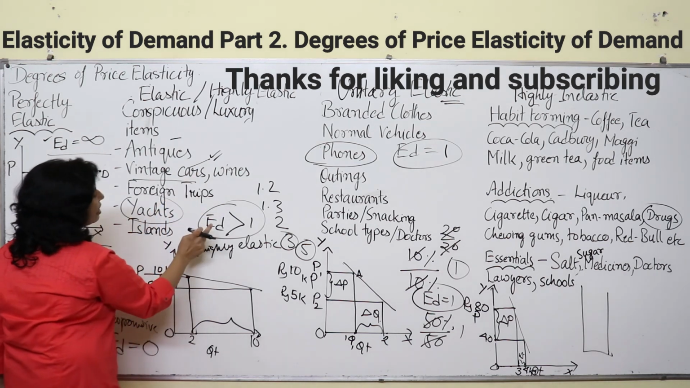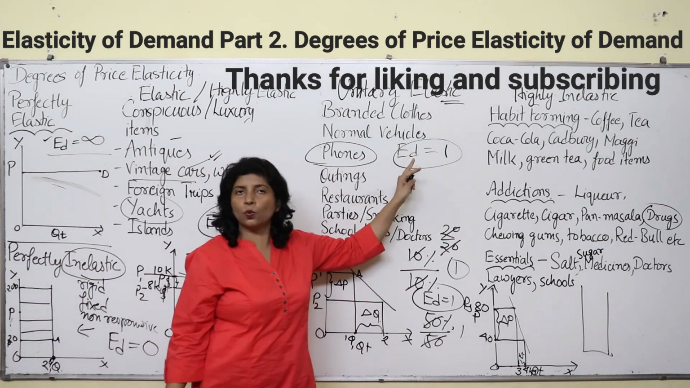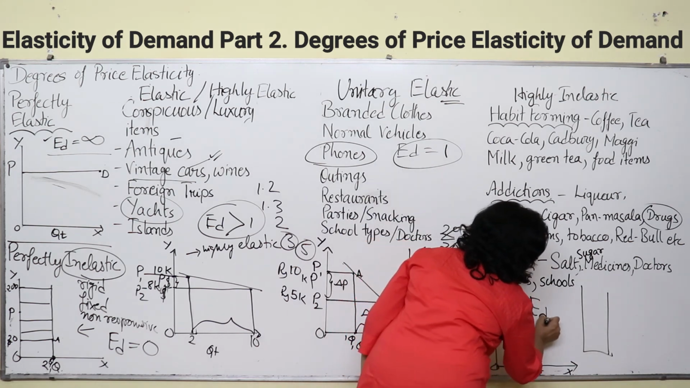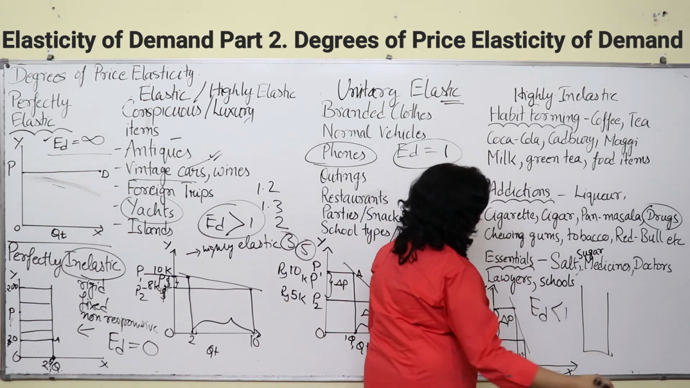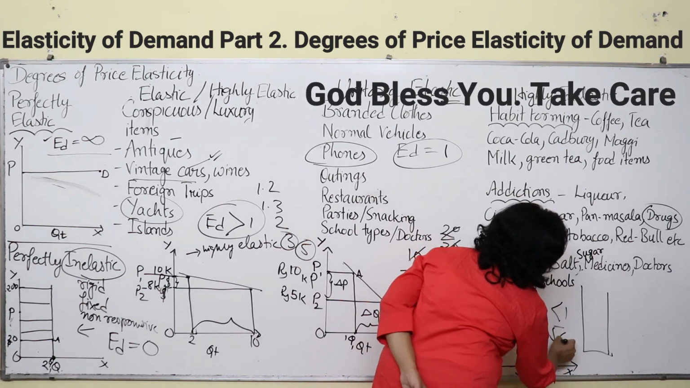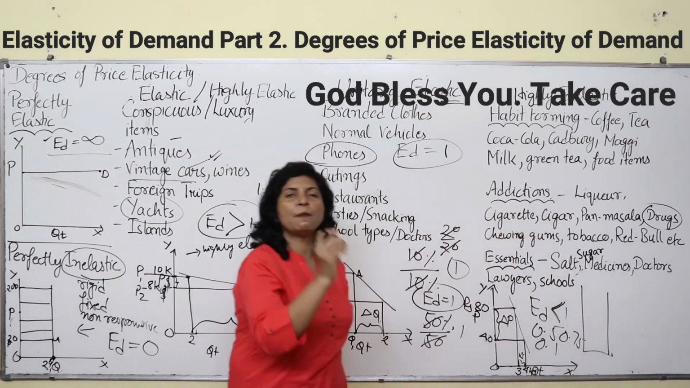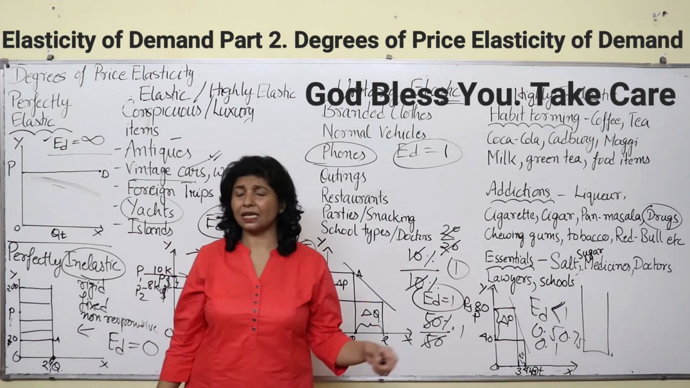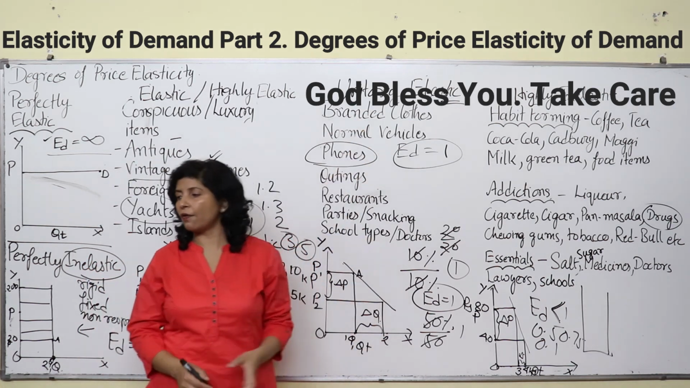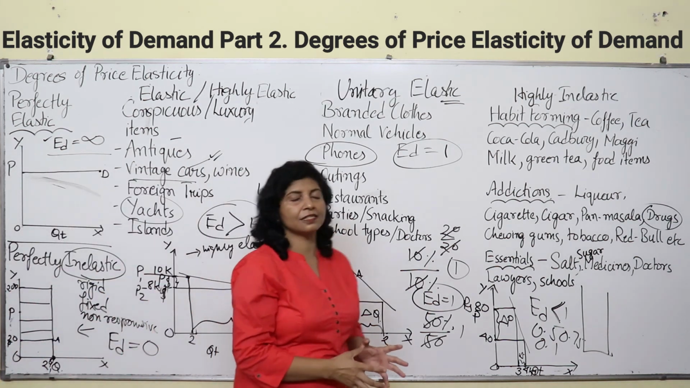For highly elastic, we have ED greater than 1. For unit elastic, ED is equal to 1, and for highly inelastic, ED is less than 1. It may be 0.5, 0.1, or 0.75, but it is always less than 1. It may be 0.999, but it's never 1, because 1 means unitary elastic. So that's how we have discussed all the price elasticity of demand.